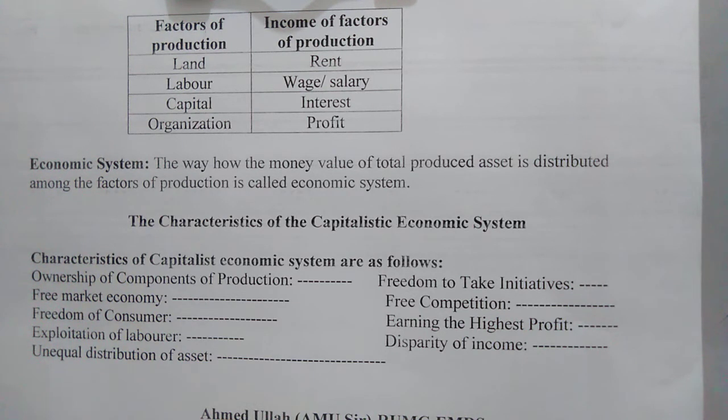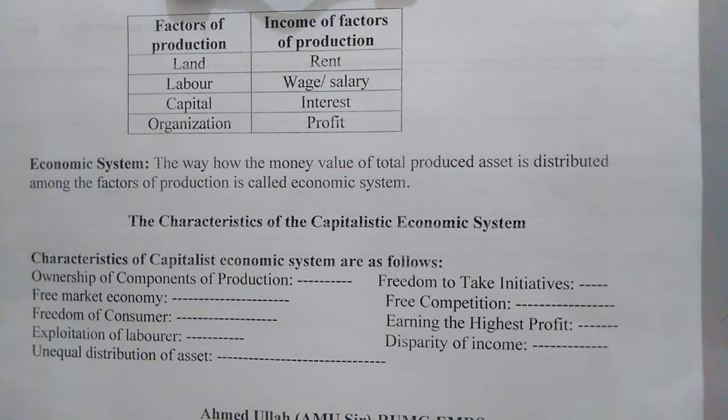Now I would like to discuss four economic systems. There are four economic systems prevailing in the world. They are capitalist economic system, socialist economic system, mixed economic system, and Islamic economic system. Most of the countries of the world follow capitalist economic system. So I would like to discuss important features and characteristics of capitalist economic system. First of all, point 1, ownership of components of production.